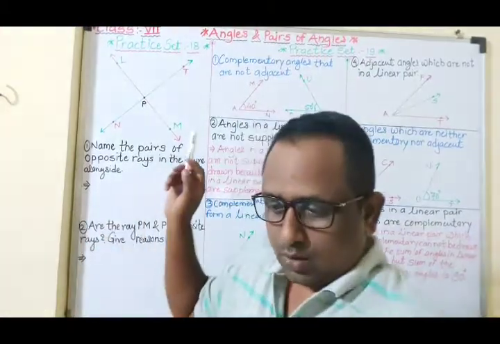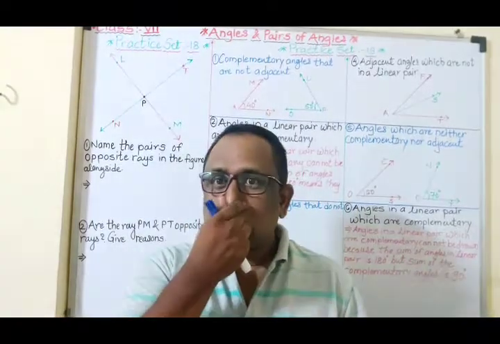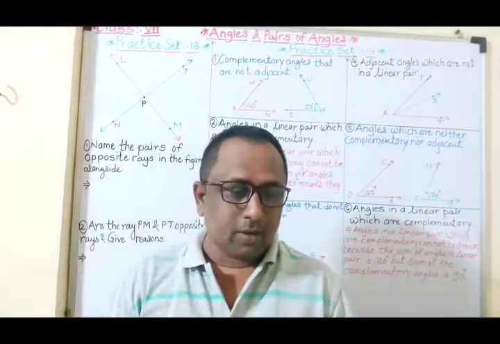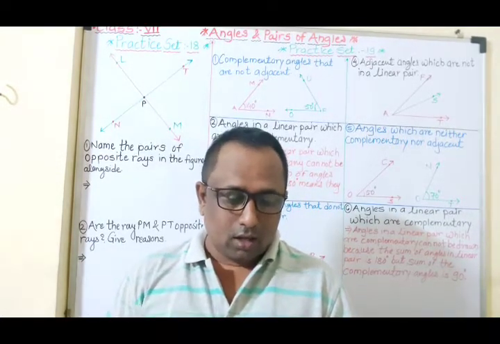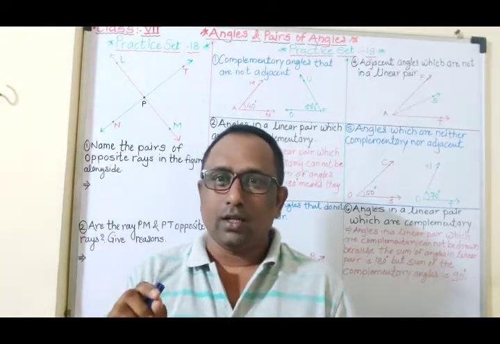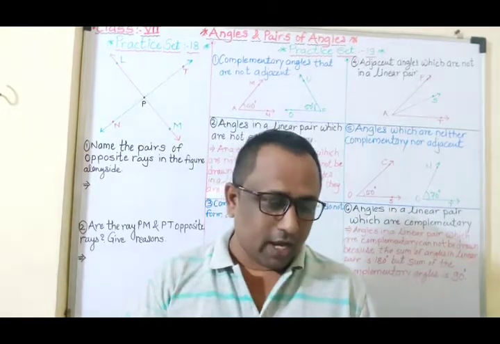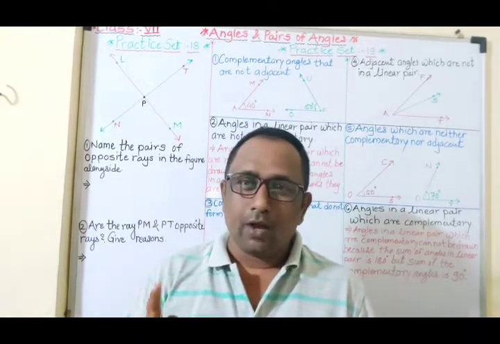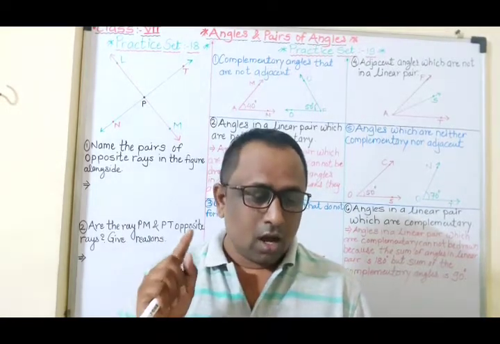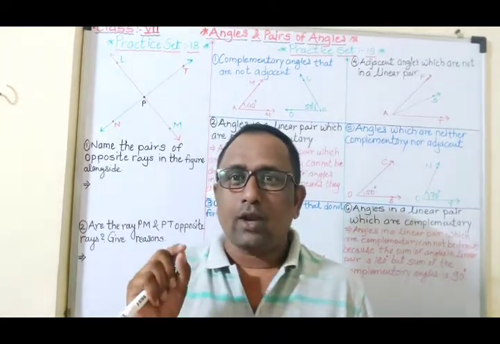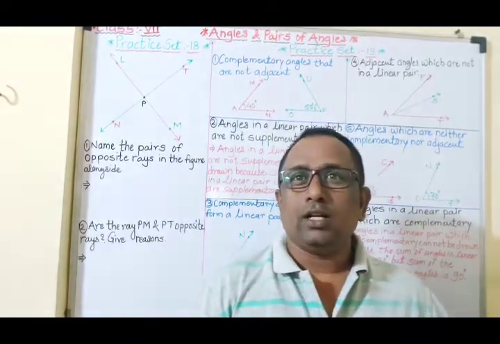So first we'll see practice set number 18. Practice set number 18 is based on opposite rays. So students, we'll see the definition of opposite rays, or what is meant by opposite rays. Two rays which have a common origin and form a straight line, then they are said to be opposite rays.